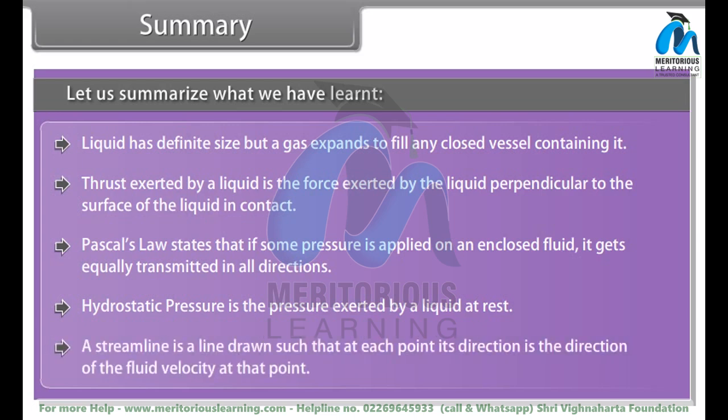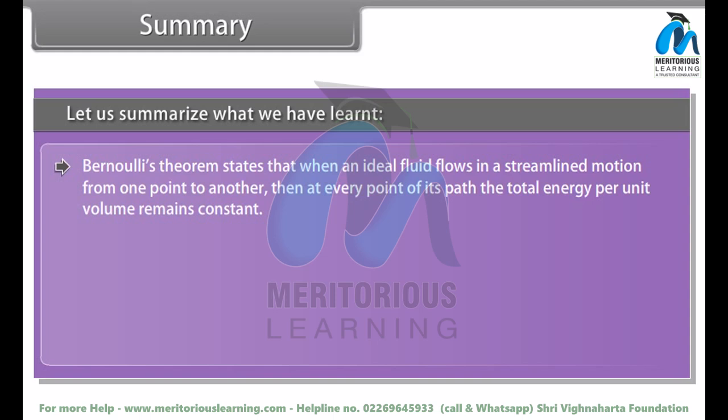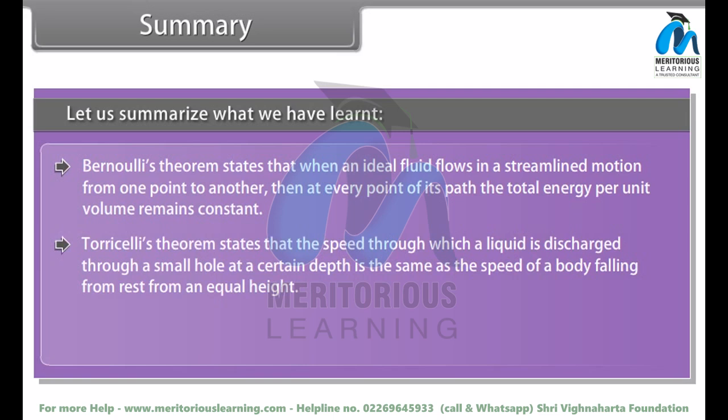A streamline is a line drawn such that at each point its direction is the direction of the fluid velocity at that point. Bernoulli's theorem states that when an ideal fluid flows in a streamlined motion from one point to another, then at every point of its path, the total energy per unit volume remains constant. Torricelli's theorem states that the speed with which a liquid is discharged through a small hole at a certain depth is the same as the speed of a body falling from rest from an equal height.